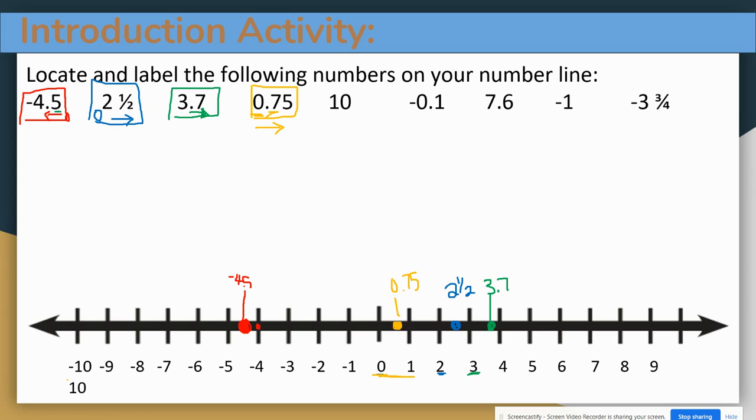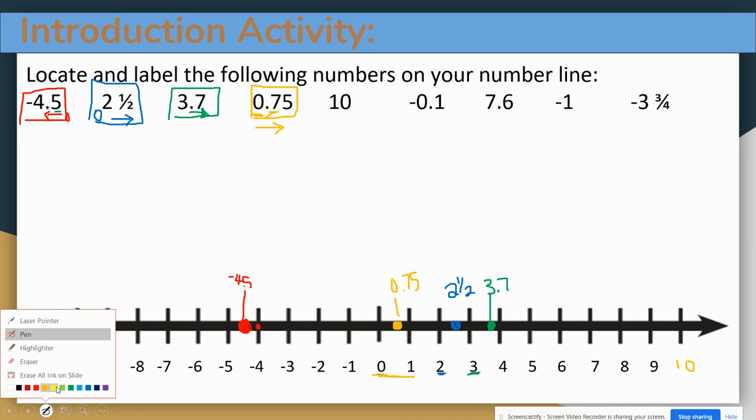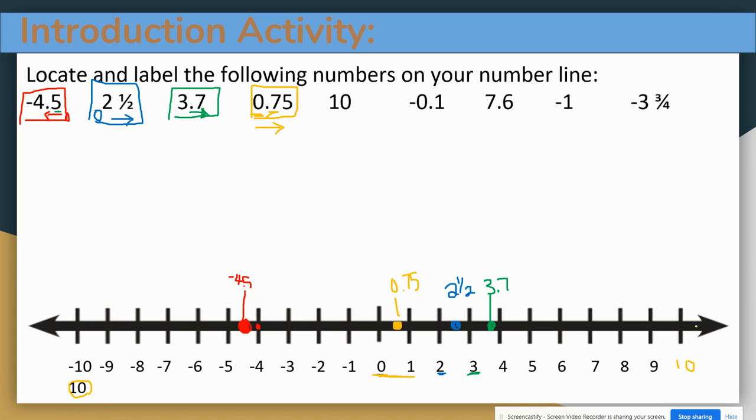Oh, the next one, I'm not even going to pause for. It says locate where 10 would be on the number line. And I just noticed right now that my 10 is in the wrong spot. And I thought I fixed that before I hit present. 10 should be over there. So I'm going to get a new color. I haven't done yellow yet. 10 is right on my number line. It's a whole number. So I've got to go ahead and put a dot right on 10 and label that number 10.